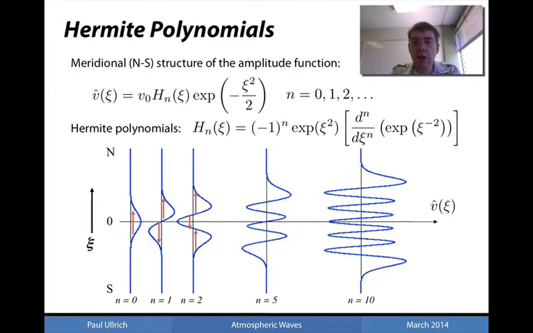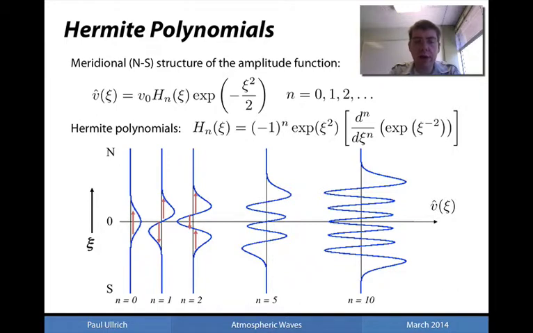Depicting these Hermite polynomials in space, one obtains solutions that look like those depicted here. Here from left to right, we see Hermite polynomials with coefficients n equals 0, 1, 2, 5, and 10. As you can see, the value n associated with the Hermite polynomial actually corresponds to the number of roots. That is the number of times that the Hermite polynomial passes through 0.